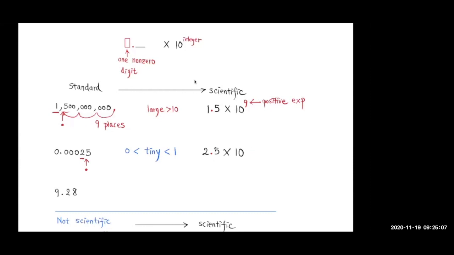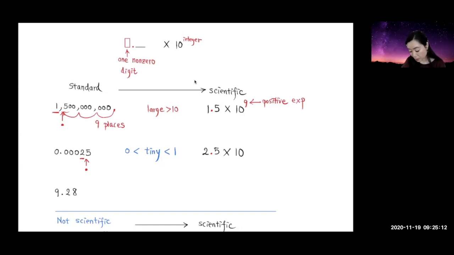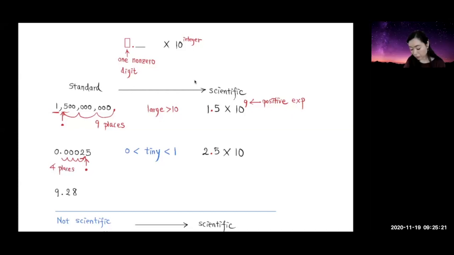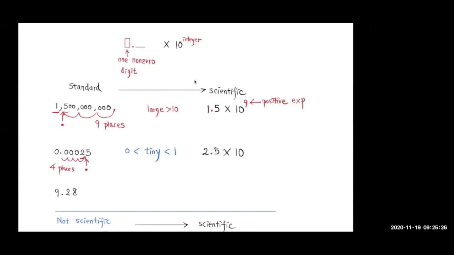Isn't it -5? If 4. Let's count. So you go 1, 2, 3, 4. Four places. So we go 4 places. The decimal point used to be over here, and now you move 4 places to get to this. So you see, it is 4.